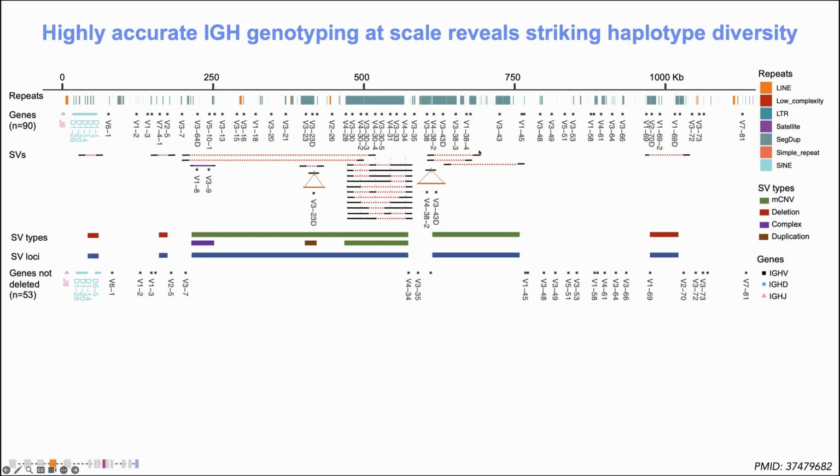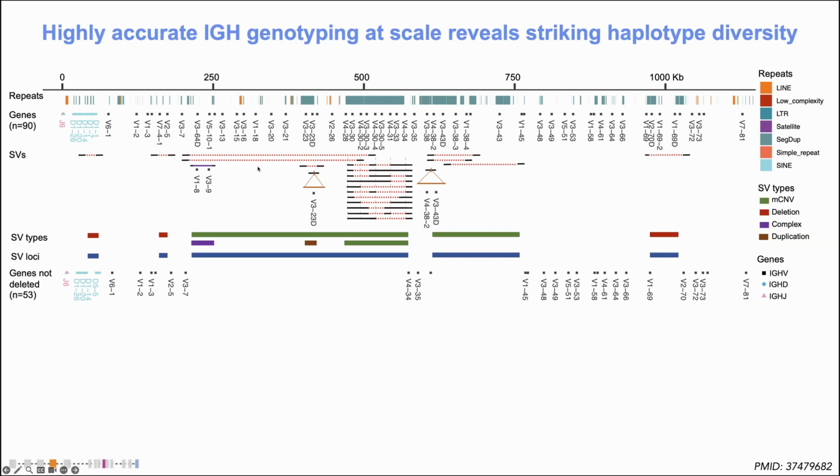So here we're reading actually from right to left because this is on the telomeric end of chromosome 14. So the V genes moving towards the centromere, the D genes, and then the J genes. On the next step down, you see a schematic of the structural variation that was seen in this locus. Particularly deletions are shown by these red dotted lines and insertions shown by these orange triangles.